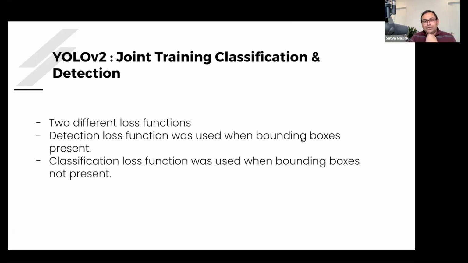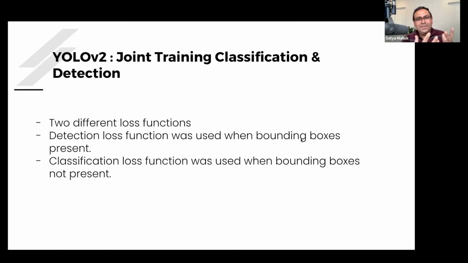YOLO v2 was also jointly trained for classification and detection. So they had two different loss functions. One was for detection. As we saw, the loss function for detection takes into account the location of the object, etc. But they also used data sets where they did not have bounding box information. And when they were using those images during the training process, they would use a different loss function, right? So they would use a classification loss function and still update the same weights.